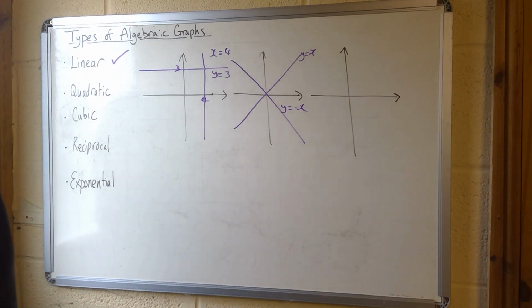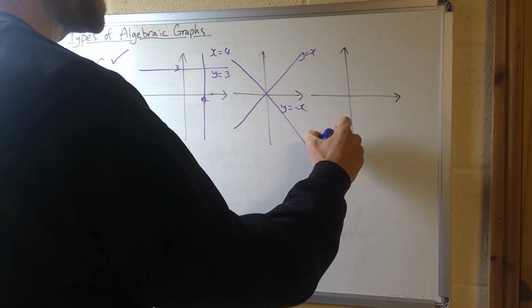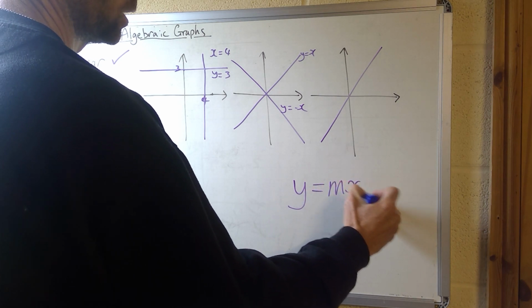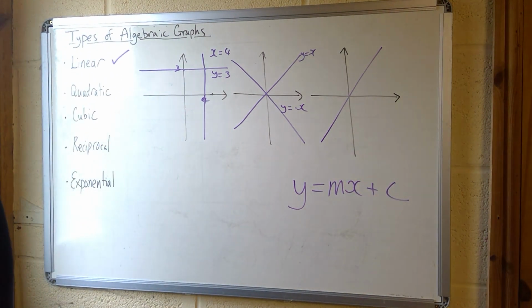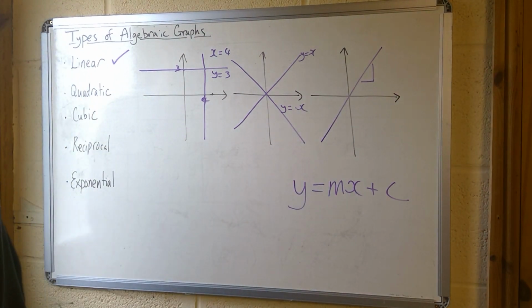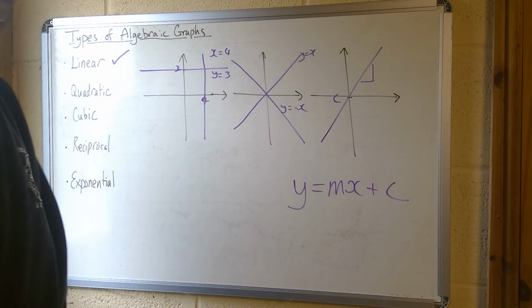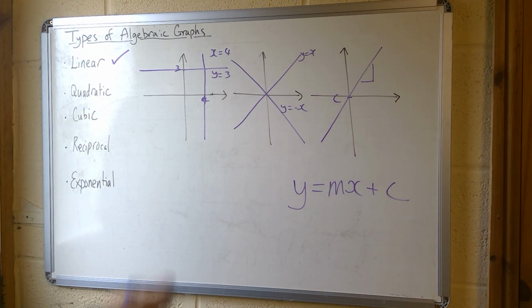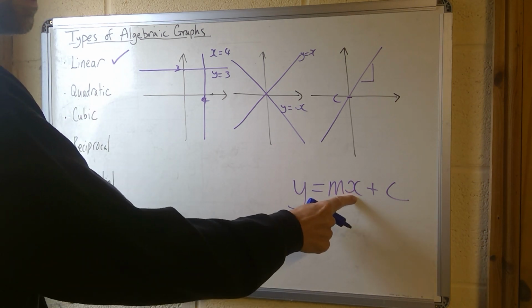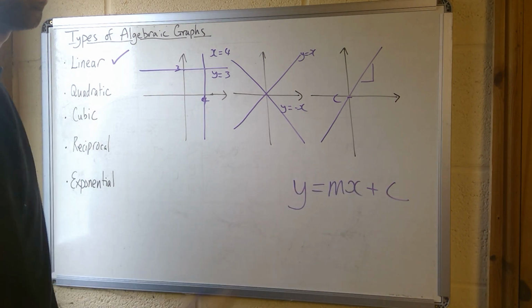These are special cases. What we're really interested in is any straight line which can be written in the form y equals mx plus c, where m is the gradient of the straight line and c is the y-intercept. So linear graphs can be represented by y equals mx plus c, where this is an x without a power.